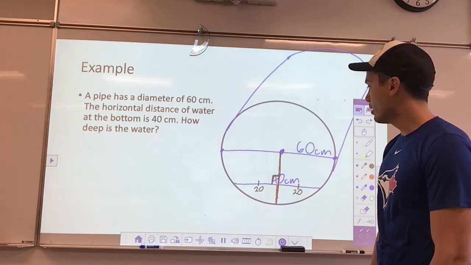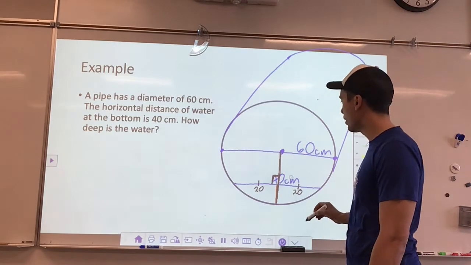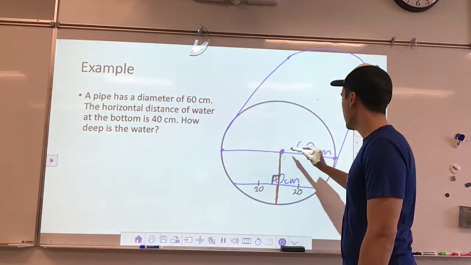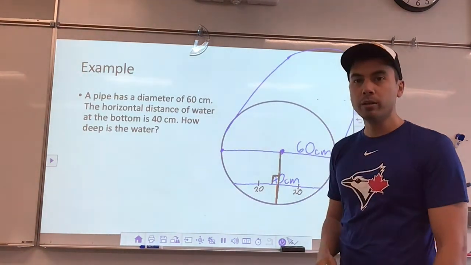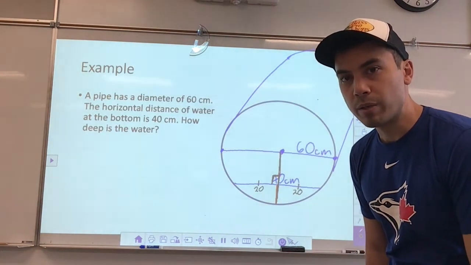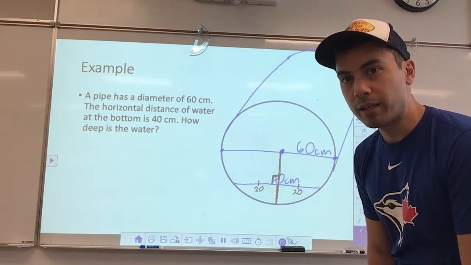Okay, still not super great. Well, I mean, it's not bad. I think I'm in a better spot now. I also know that this diameter is 60 centimeters across. And if I know the diameter is 60, I also know what the radius is because I can figure out the radius by just taking the diameter and dividing it by 2.